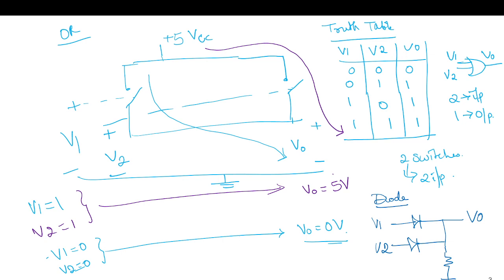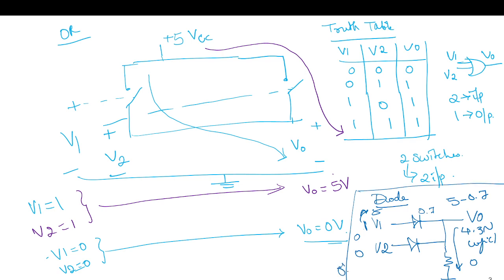And now, if any one is 1, this will take some 0.7 drop, and this logic high will be 5 minus 0.7 drop, which is 4.3 approximately, like it's a logic 1. When both are off, then there is a path, so it will be logic 0. So in this way we can realize an OR gate using a diode.